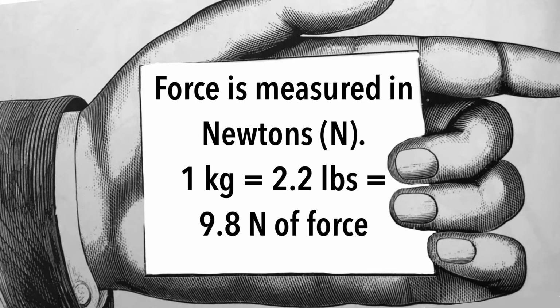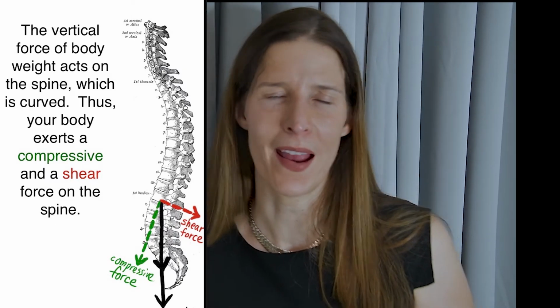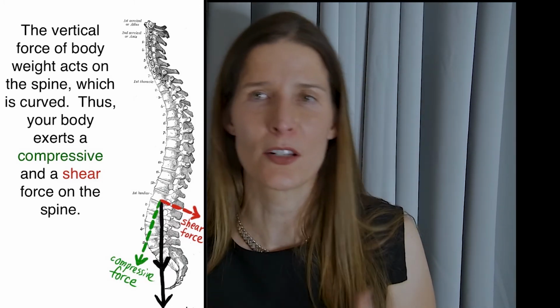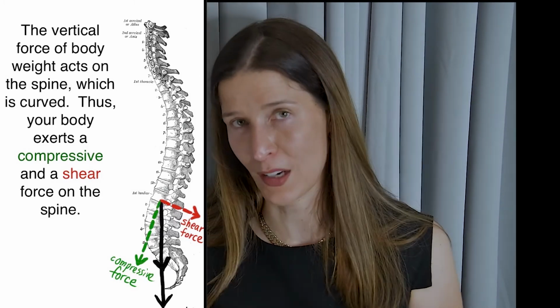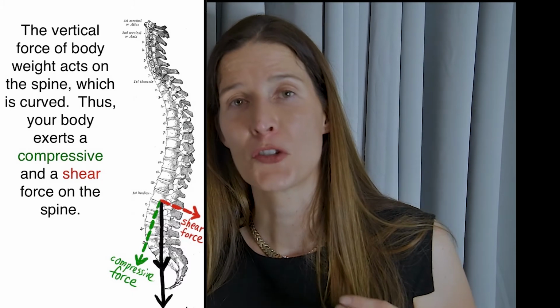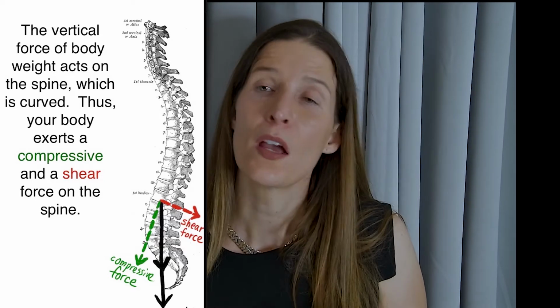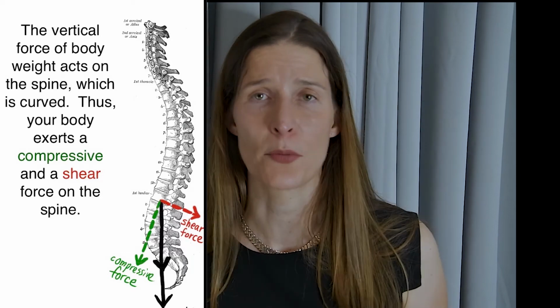Forces acting on the spine are quantified in newtons. For example, 1 kilogram or 2.2 pounds is equal to 9.8 newtons of force. When the vertical force of body weight acts on the curved spine, it has components of compressive and shear force. Compressive force usually acts on the long axis of the spine. Shear force acts at a right angle to the compressive force. Shear forces cause a vertebra to slide forward, backwards, or sideways.